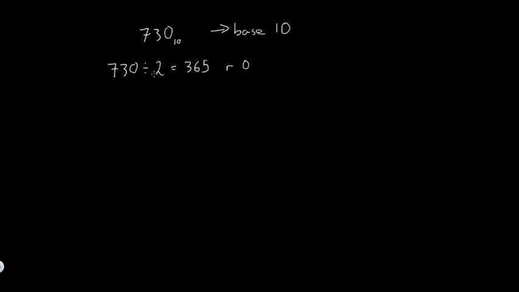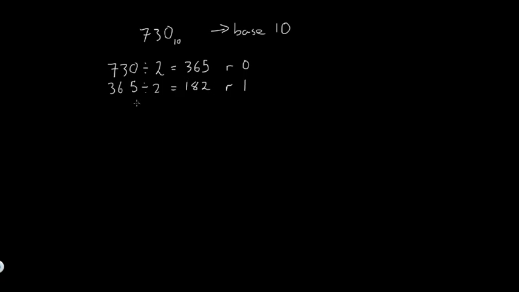So we divide by 2, and we take the answer, the whole number part, which is 365, and divide that by 2. 365 divided by 2 is actually 182 and a half, but I'm just interested in the whole number part. So 365 divided by 2 is 182, remainder 1, because 2 doesn't go into 365 a whole number of times. There is 1 left over.